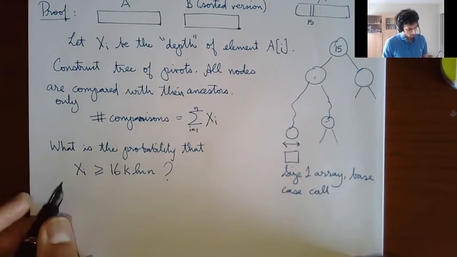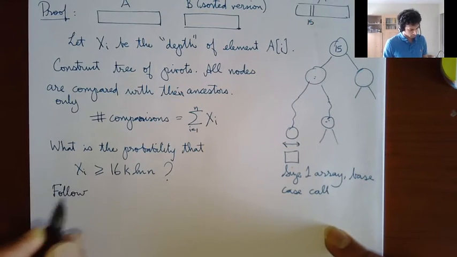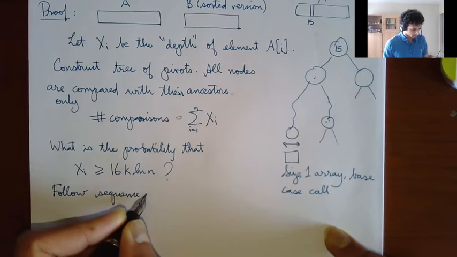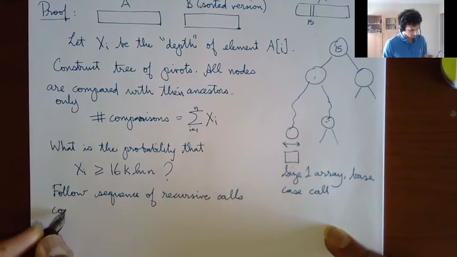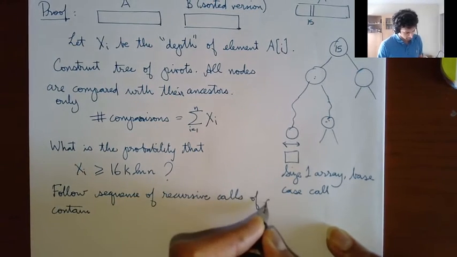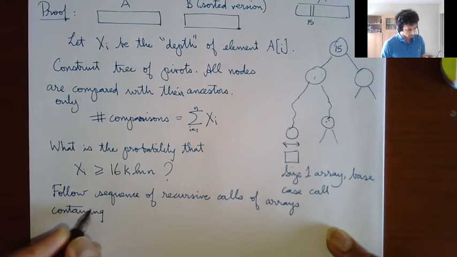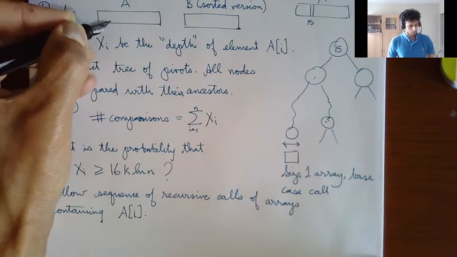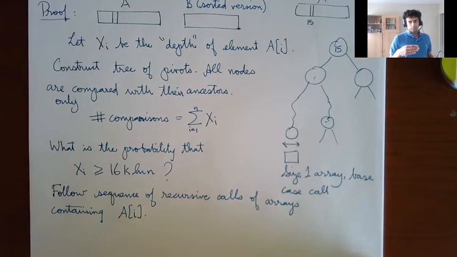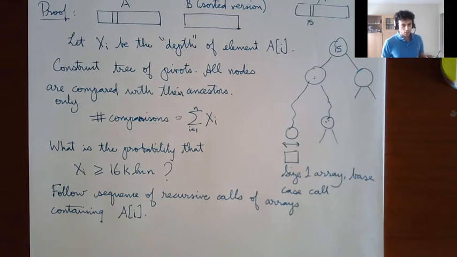Okay? So let's follow the sequence of recursive calls of the arrays containing this element a of i. Right, so this element a of i, somewhere here, there's going to be a sequence of recursive calls that contains this element. And then at some point, this element becomes the pivot. And when it becomes the pivot, then that's it. Its depth is decided. Okay?